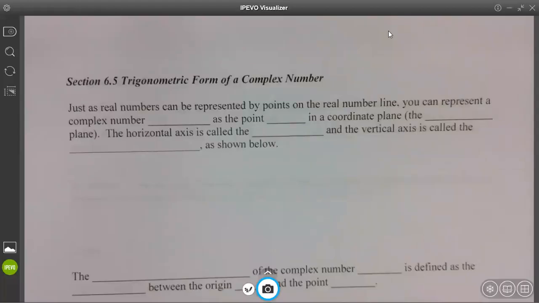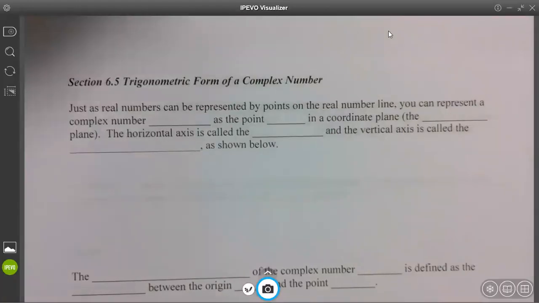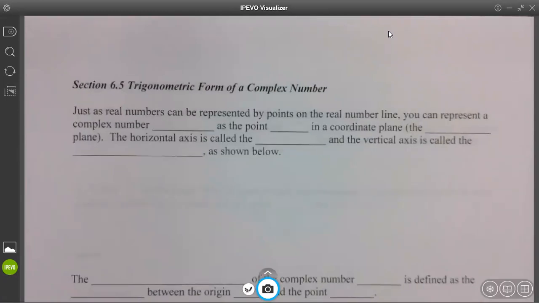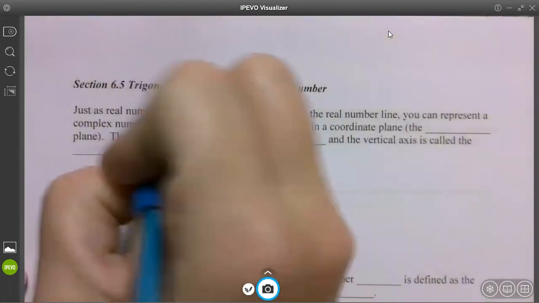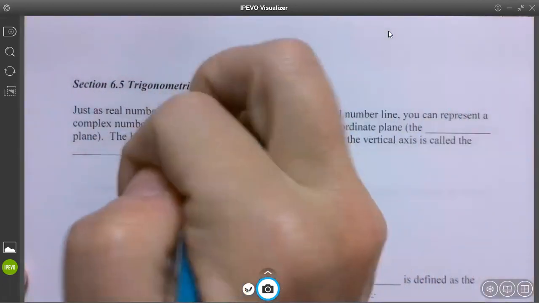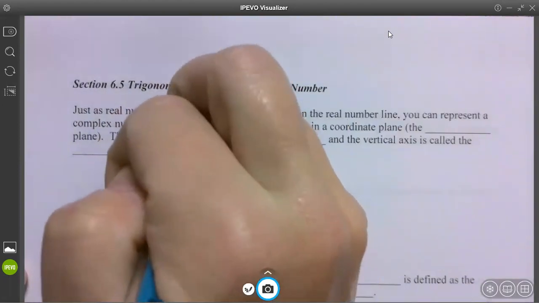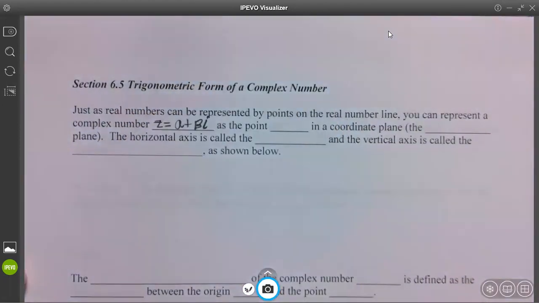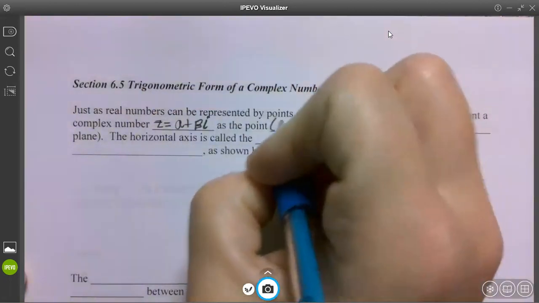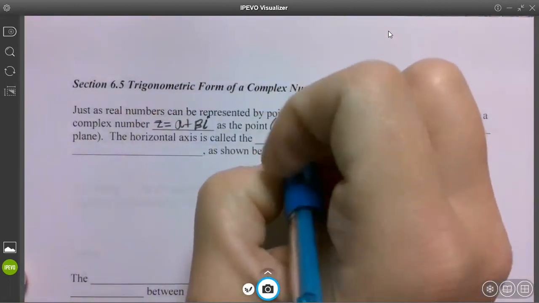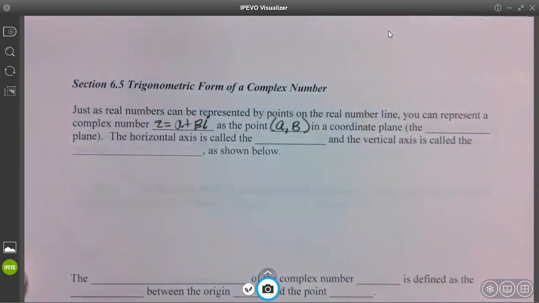All right, guys, today we're going to work on 6.5, which is trigonometric form of a complex number. Just as real numbers can be represented by points on the real number line, you can represent a complex number. And remember, a complex number just means it has a real and imaginary part. So a plus bi as the point (a, b) in a coordinate plane.